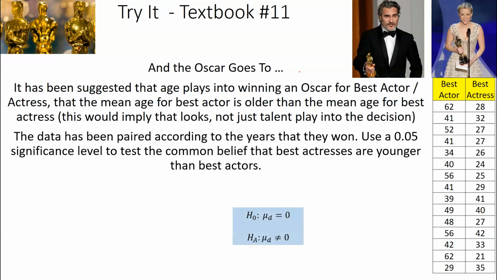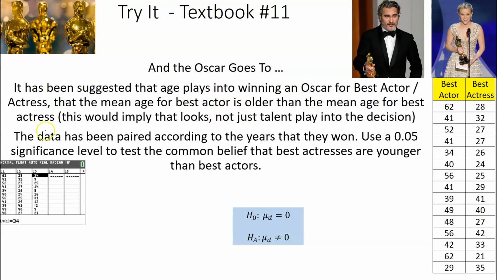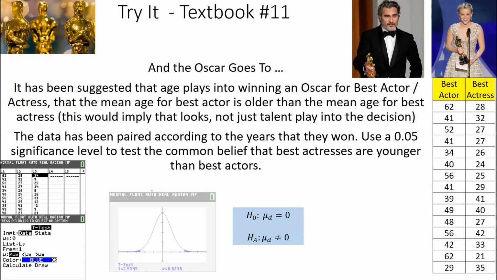Okay, so here we go. Hopefully you got that in and you did the subtraction. You could do it manually too, but it's really nice to let the calculator do it. Again, the mean should have been 0, list 3. The alternative is not equal to 0, so that determines your tails there. And you should have gotten a p-value of 0.023, which, if we're using 0.05, which we are right here, would say that we can reject the null.